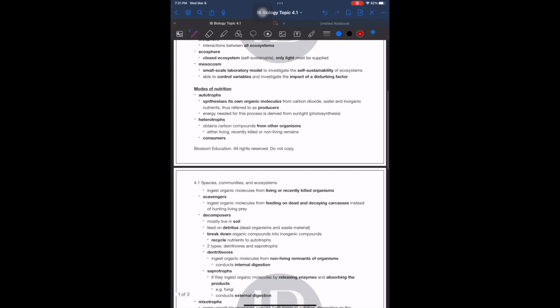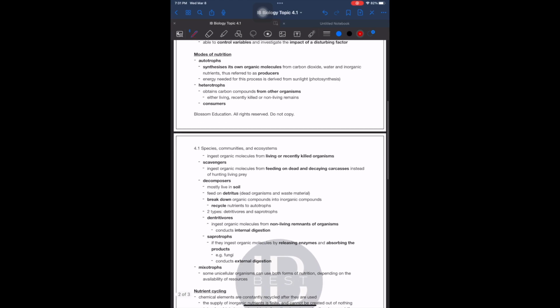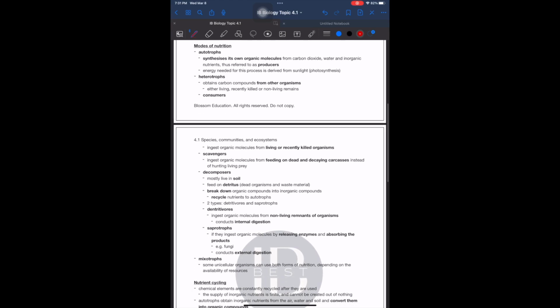Under the umbrella of heterotrophs, we can further subdivide them into consumers, scavengers, and decomposers. Consumers are able to take in their carbon compounds by ingesting organic molecules from living or recently killed organisms. Scavengers are able to ingest carbon compounds or organic molecules from feeding on dead and decaying carcasses instead of hunting living prey.